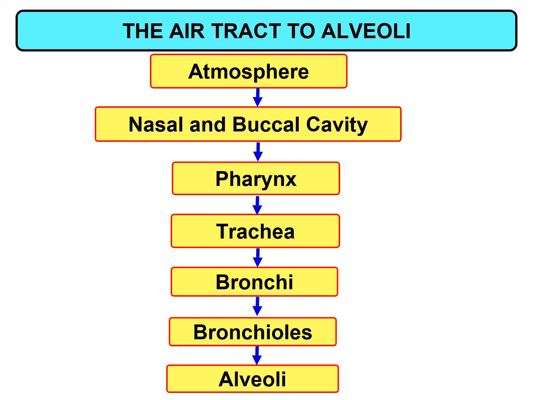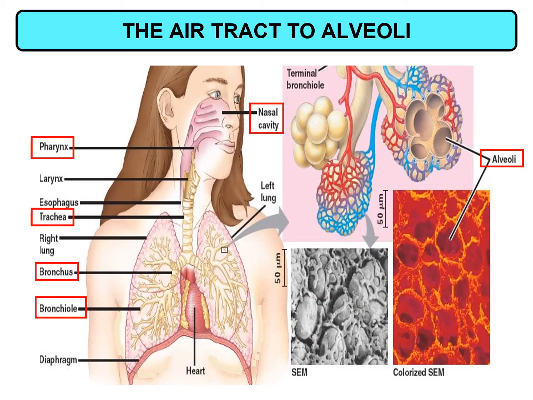The air tract to alveoli from the atmosphere passes through our nasal and buccal cavity, then to pharynx, trachea, bronchi, bronchioles, and the last one, the subunit, is the alveoli. Alveoli is a very thin layer of tissue cells. It's one cell thick in our lung.